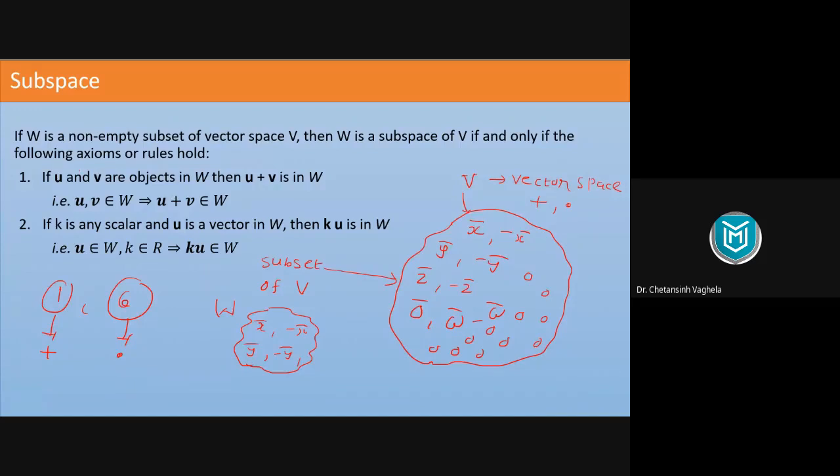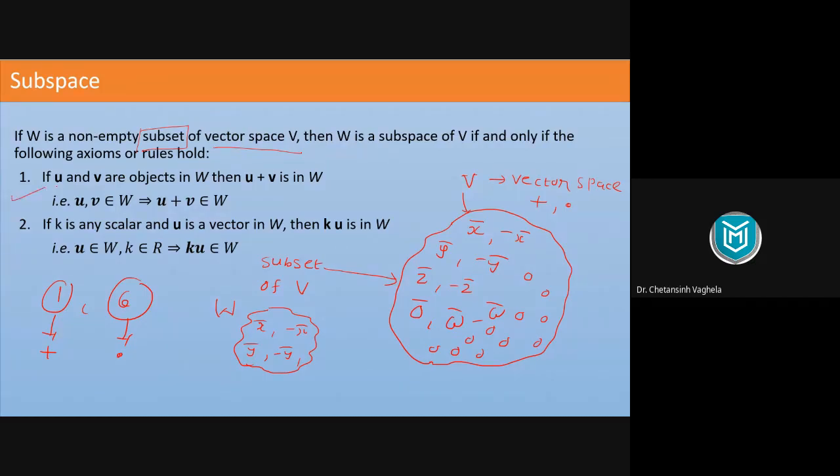If W is a non-empty subset of vector space V, so this is an important word here, subset. It is a non-empty subset of vector space V. Then W is called a subspace of V if and only if the following conditions are satisfied.